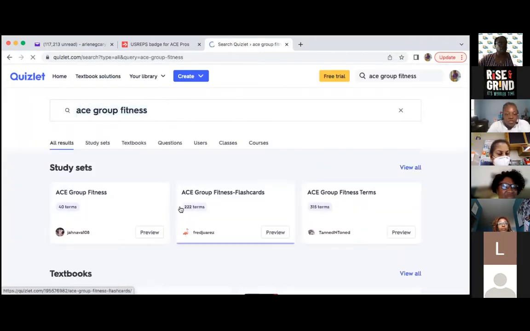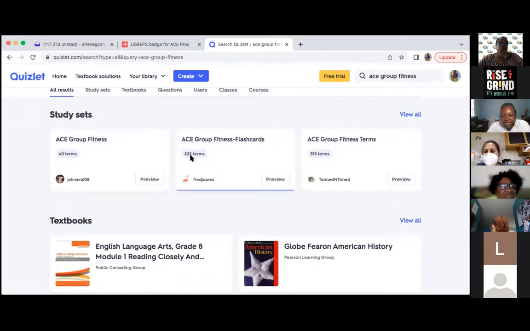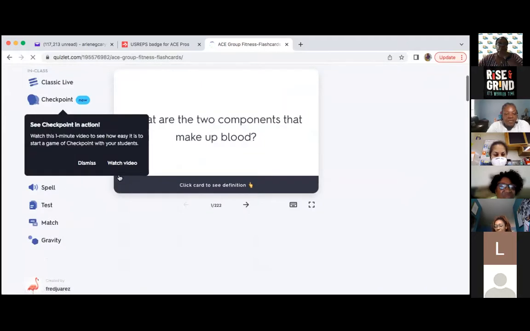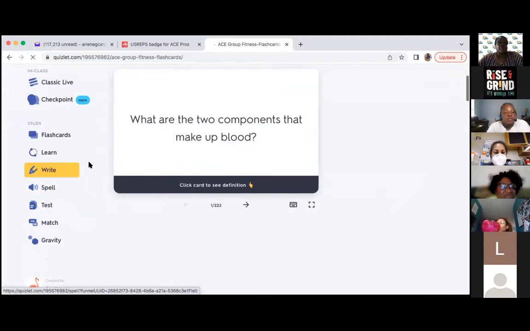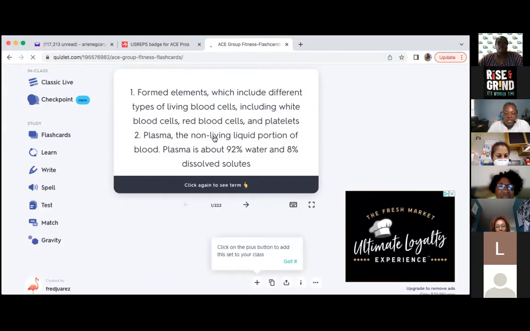You type in search, and then you can see there's different things: ACE group fitness flashcards, ACE group fitness terms, and depending on what you want to break it down on, you see it. This has 40, this has 222, this has 315. And what I did, they have, dismiss, I don't want to see a video. They have flashcards where you can look at the definition and see the answer. So you could test yourself that way.